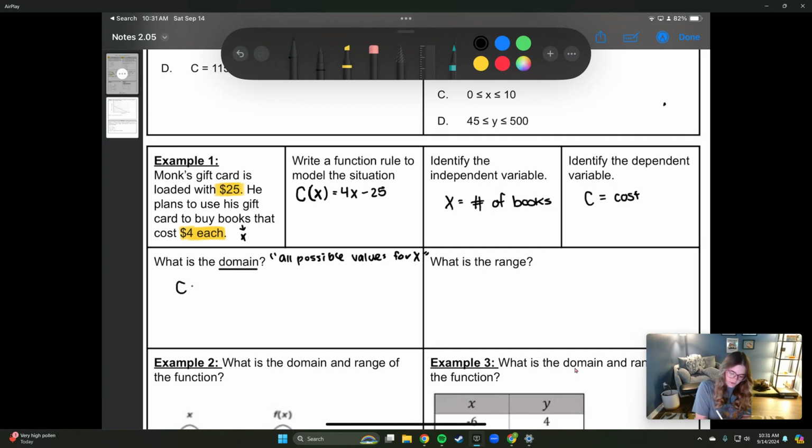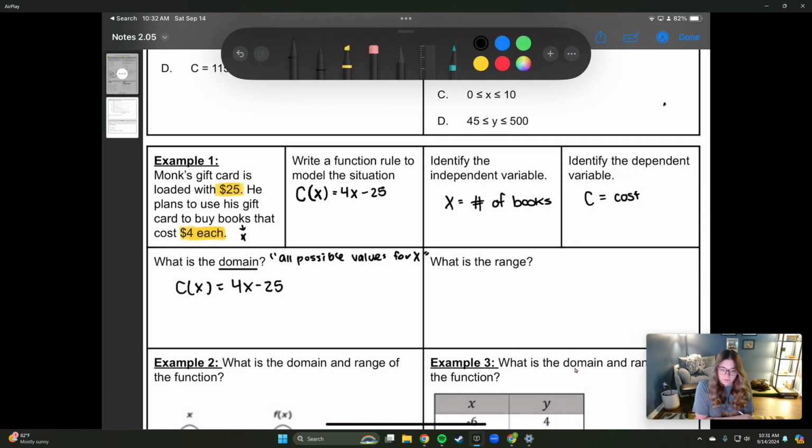So if the function rule is that the cost is going to be 4x minus 25, well, if it's all the possible values for x, that means all possible amounts of books that he's going to buy. We need to figure out how many books he could buy. Okay, well, that's not that hard to do because we're going to solve it how we do a normal equation. So I'm going to get rid of that 25, right? Because we know that's how much he has. Okay, he can't spend more than $25. That's all he has. So that leaves me with 25 is equal to 4x.